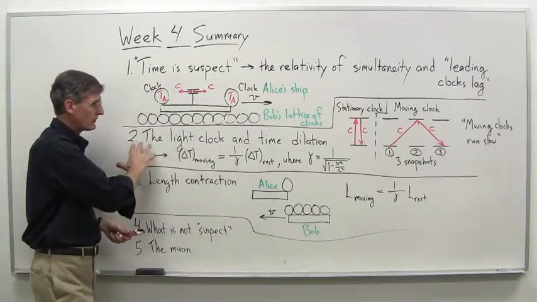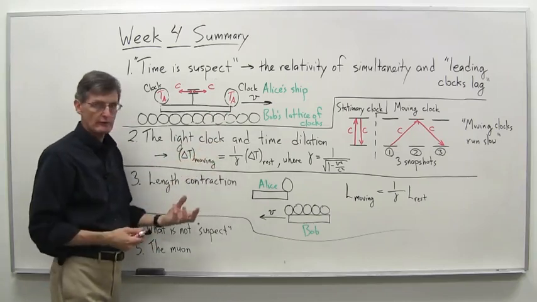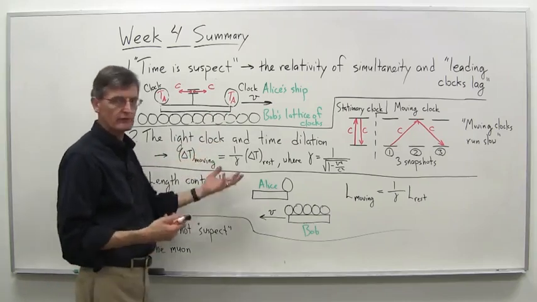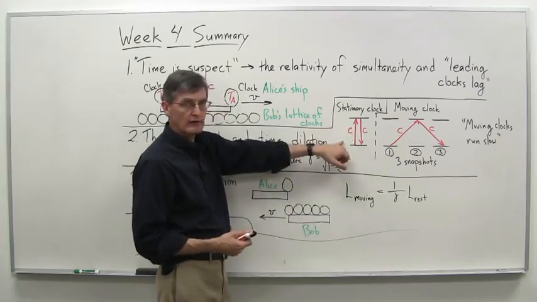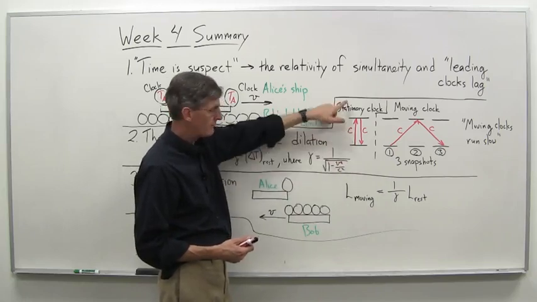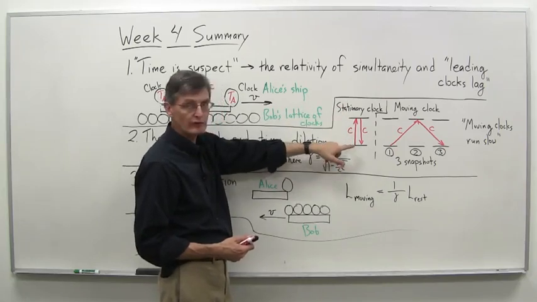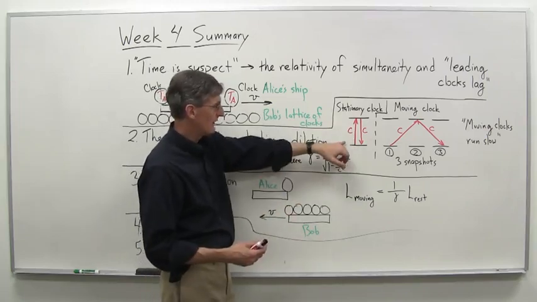Then we looked at this case of the light clock and discovered that there's this time dilation effect. So let's just briefly remind ourselves. We have a stationary clock here. The light clock had two mirrors. We bounce a beam of light up, and a beam of light back down again. So that's one tick of the clock, up and down, or tick-tock if you want to do it that way.